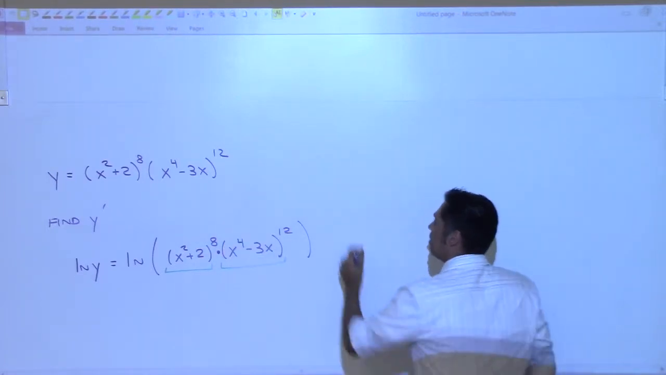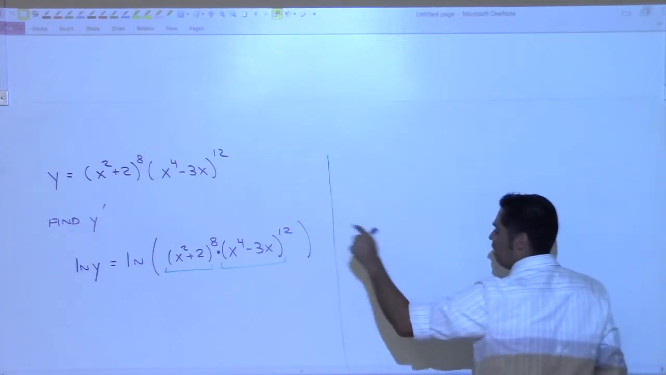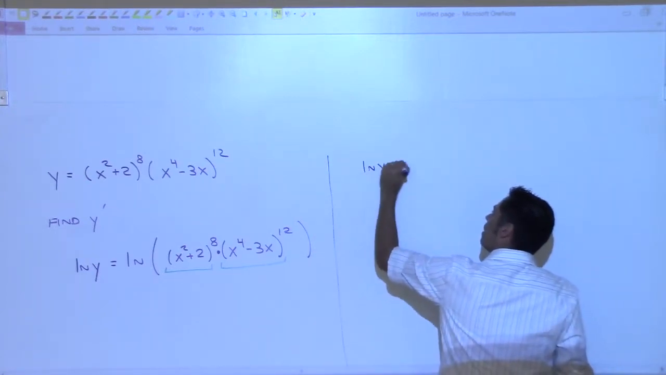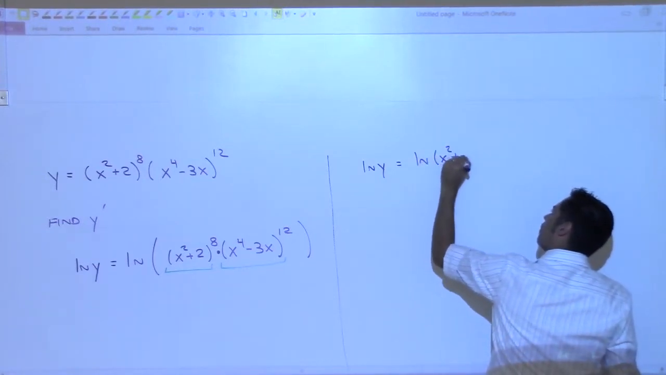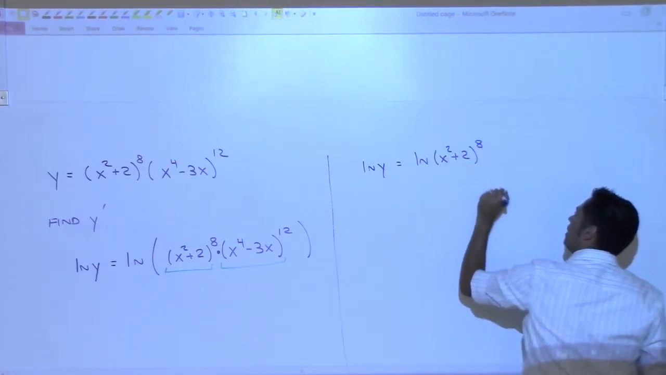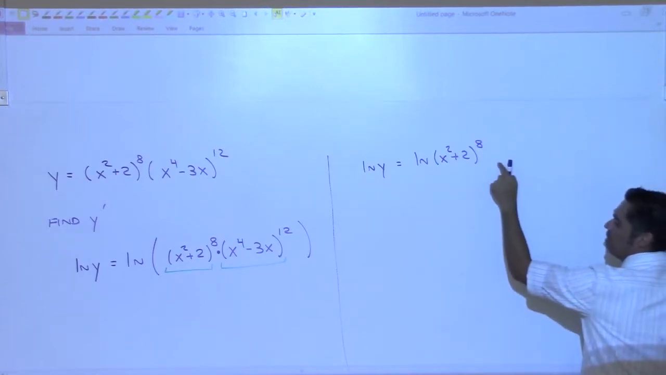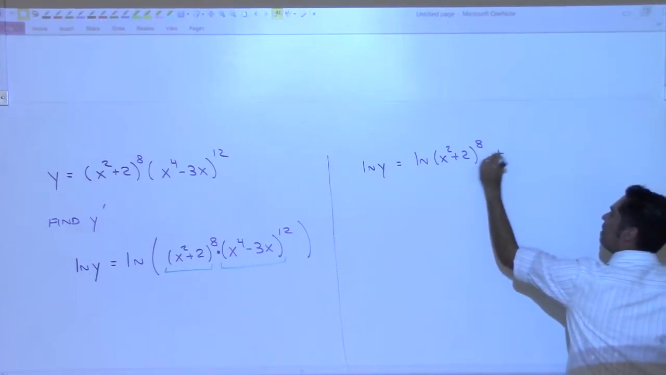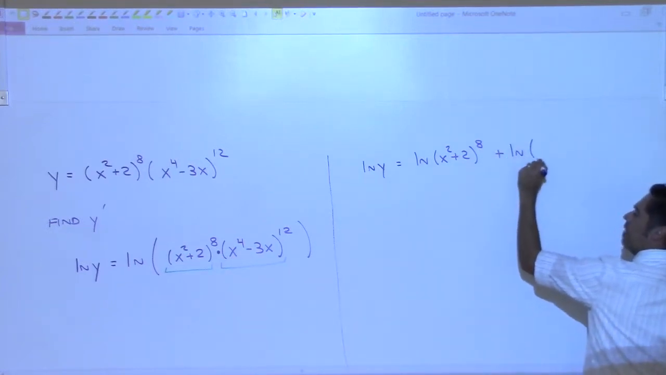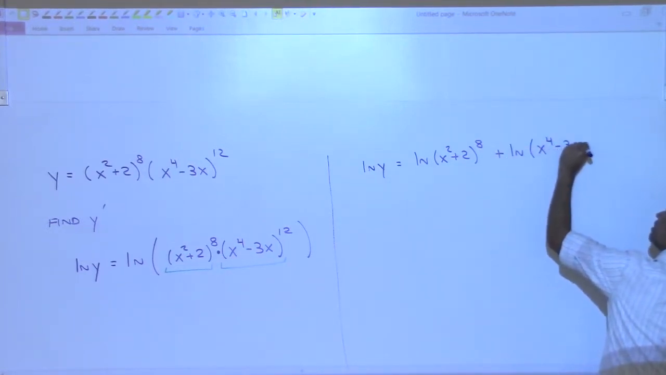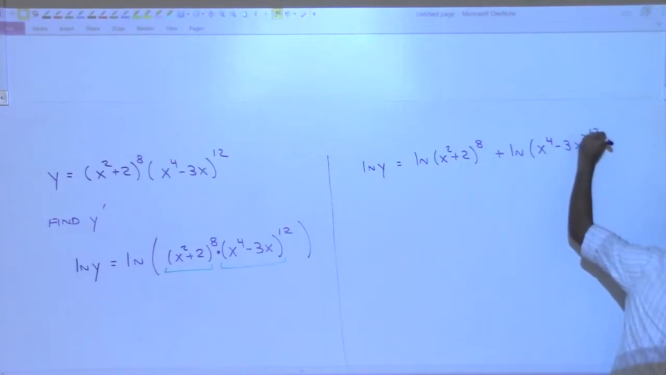Okay, so my first step after the natural log is to split this into two logs. And when I say split into two, what's going to be the operation between the two? Plus, and that's because this was multiplication, right? So plus natural log, and then I have x to the 4th minus 3x all to the 12th power.